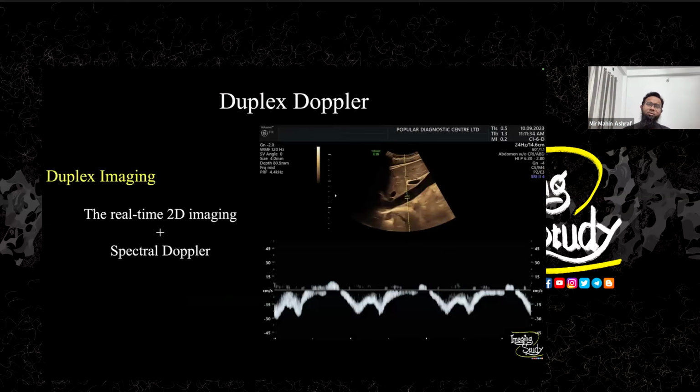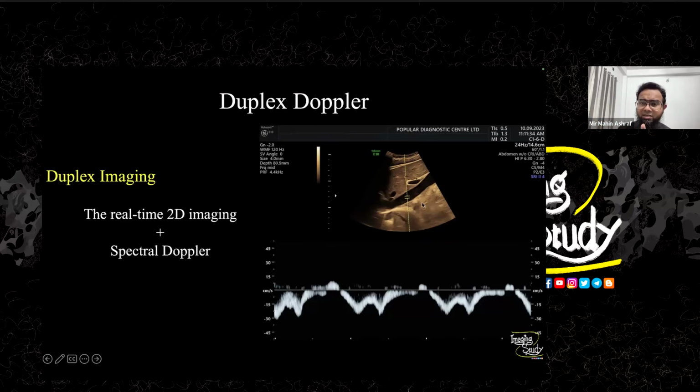We have different terminologies like duplex and triplex. You may get confused with these terminologies. So what is duplex imaging or duplex Doppler? Duplex means two things going on. The first thing is the real-time 2D or B-mode ultrasound. The second one is the spectral Doppler. There is no color here.